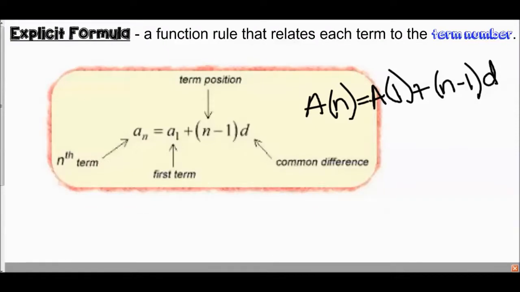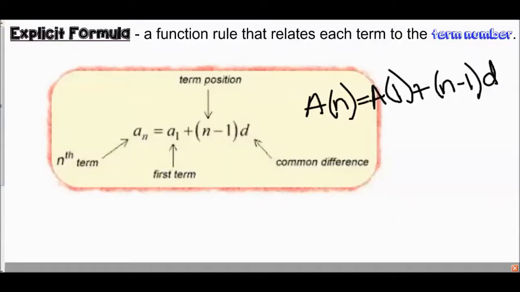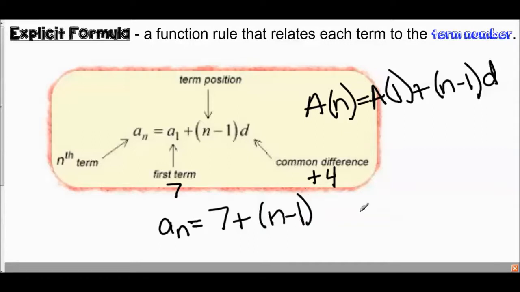So if you were to take the one that we were starting with before, our first term was 7, our common difference was 4. So let's record that down here. Our first term was 7, the common difference was plus 4. If I were to write that same sequence using the explicit formula, a of n would be equal to 7 plus whatever the previous term was times 4. That's what that would look like.